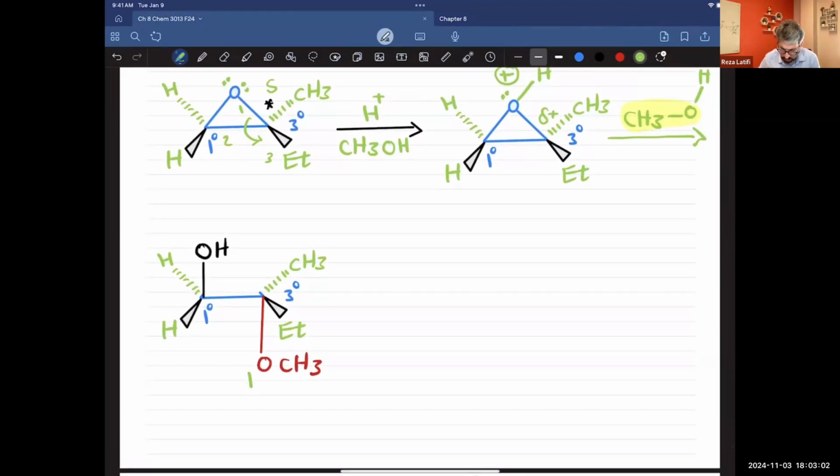The proof for it is 1, this one is 2, and that one 3, and that's 4. So the configuration here is R configuration. We had S, and we turned it to R. Why? Because the attack happened on a tertiary carbon, and it changed the configuration of the stereo center. Okay, again, regardless of whether we are attacking the primary carbon or the tertiary carbon, we will always have inversion with the stereo center.